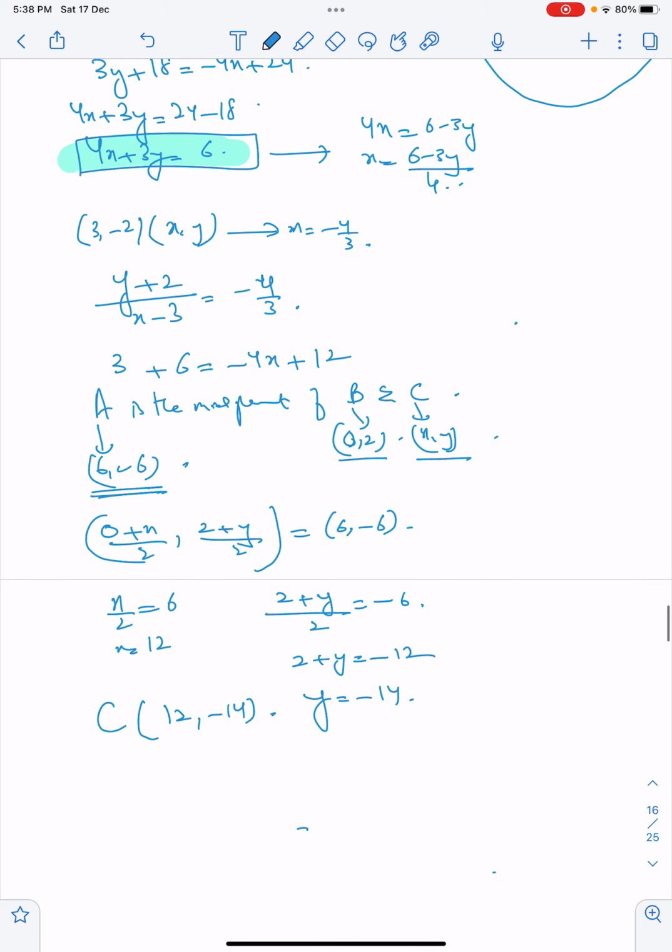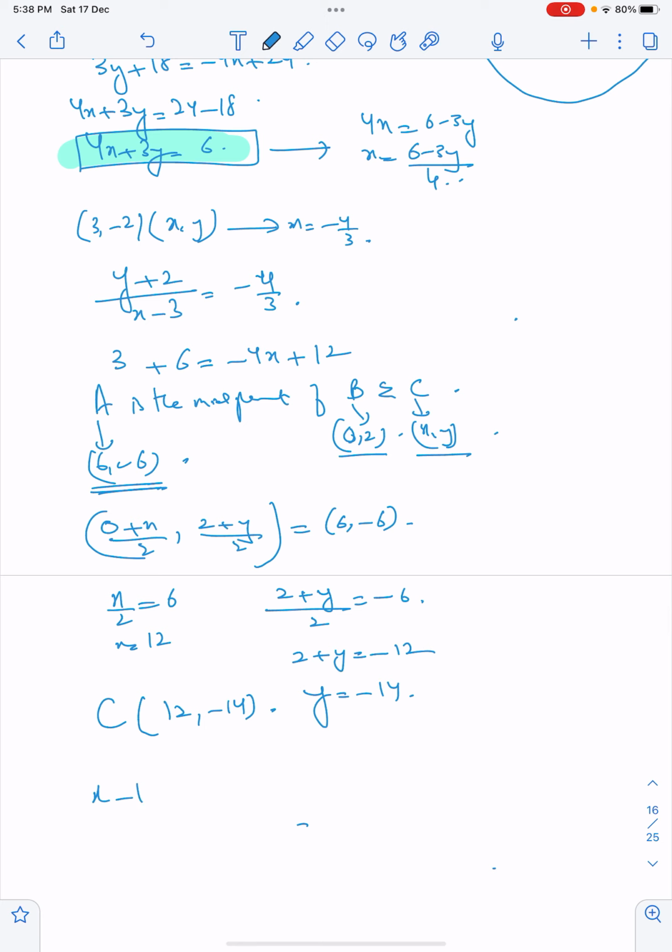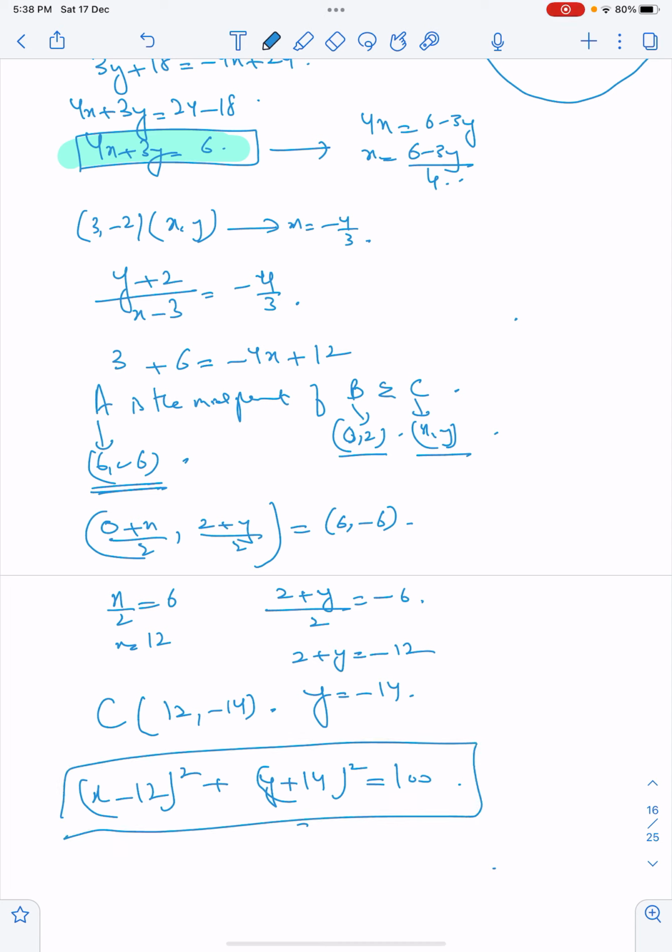Okay, now once you have the coordinates, you can find the equation: x minus 12 the whole square plus y plus 14 the whole square equals the radius square, which is 100. This is the equation of the circle.